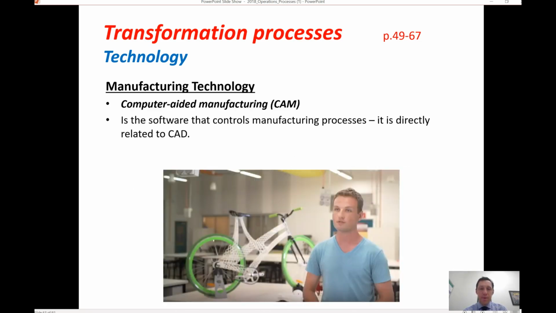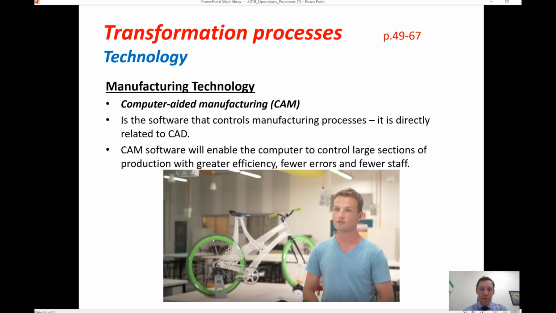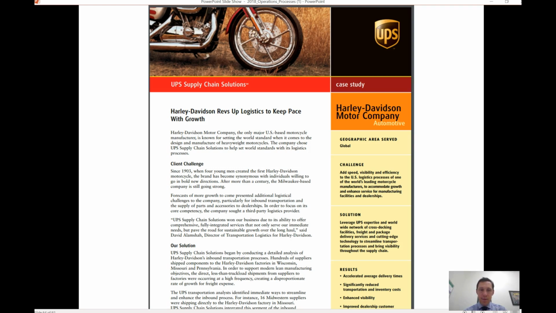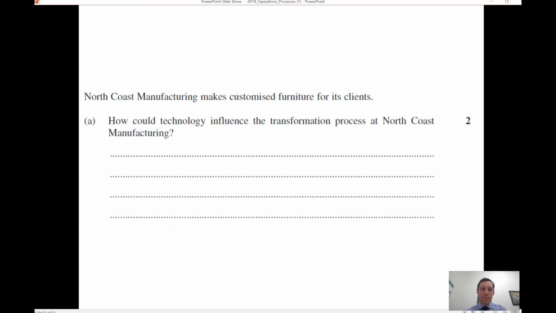Computer-aided manufacturing is similar, but uses software that allows the manufacturing process to be more effective and more efficient, and is often used in conjunction with computer-aided design, enabling computers to control large sections of production with more efficiency than a human would be able to, with fewer errors, and that leads to lowering cost and fewer staff. Again, lowering cost, making it more efficient. That was the example we looked at in class of Harley-Davidson and their utilization of technology to improve the efficiency of bringing their suppliers and their parts to the individual Harley-Davidson outlets.